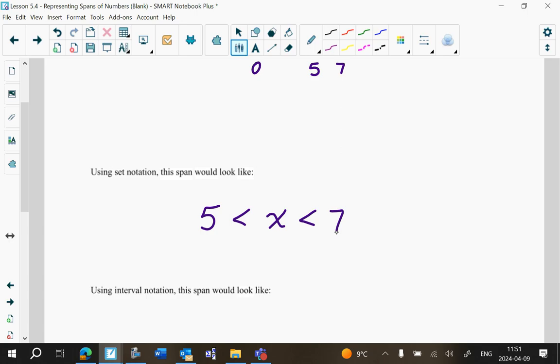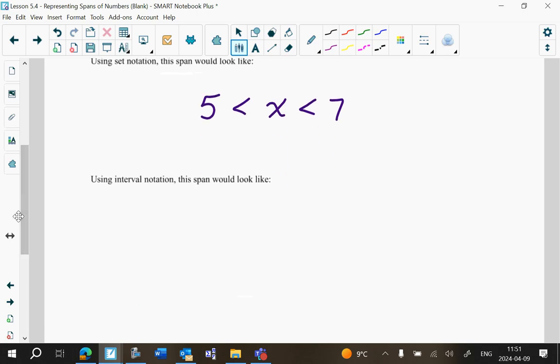Finally, interval notation. What's the lowest? 5, comma, what's the highest? And what are the symbols around? Brackets? Parentheses around both, because we don't include both. Okay?